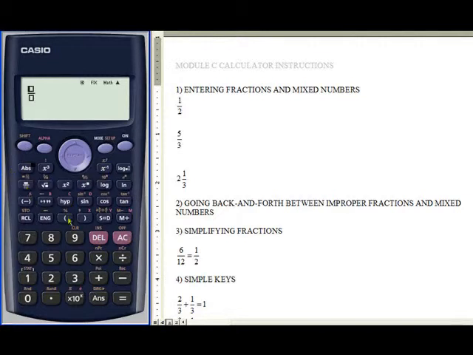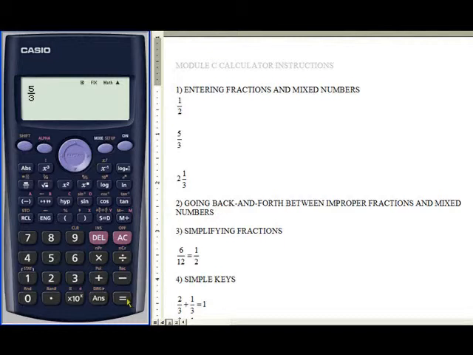Now let's enter 5/3. 5, right arrow, 3. It should display the right way, but when you're done, the cursor should be at the same level as your fraction bar. So to get that, push the right arrow key.